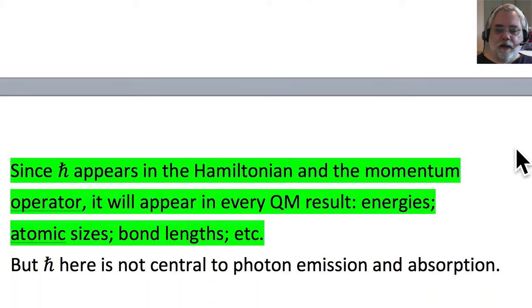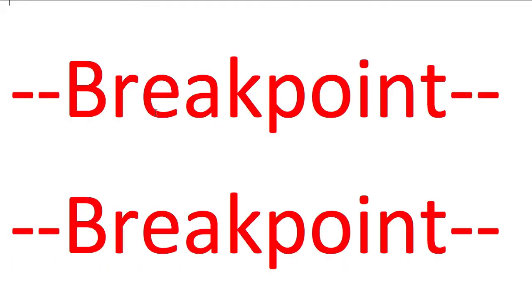But the H bar on the right-hand side of Schrödinger's equation is not central to the frequencies of photons that are being emitted and absorbed. It is central to energy levels, but the H bar on the left-hand side of Schrödinger's equation, that deals with photon frequencies. So that's the first case where we can use the units of H bar as momentum times position to get some insight into quantum mechanics. This is a possible time to take a break.